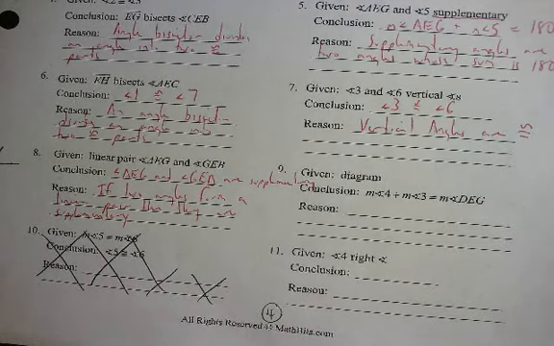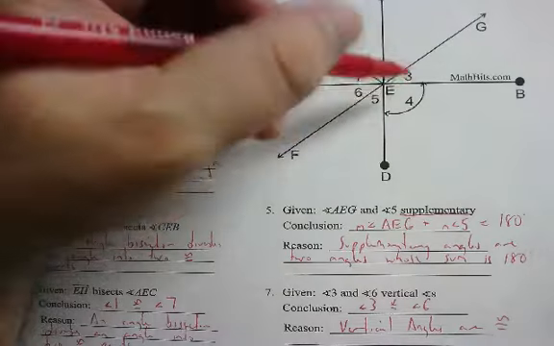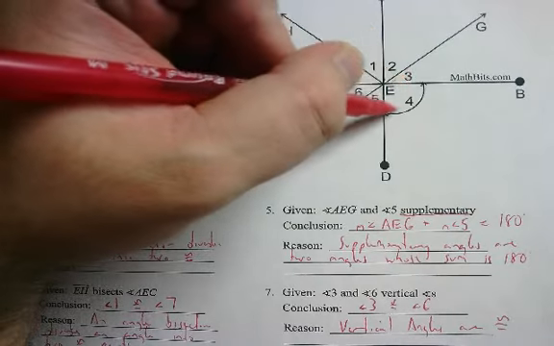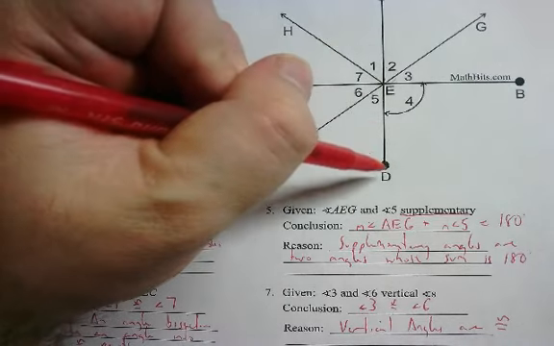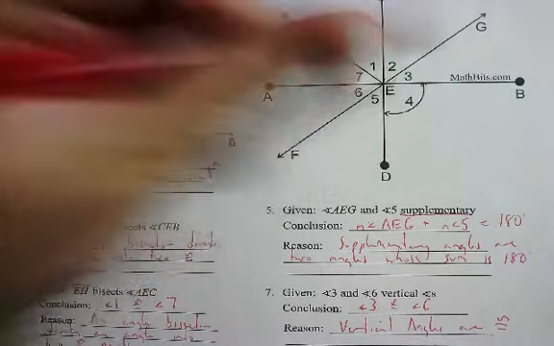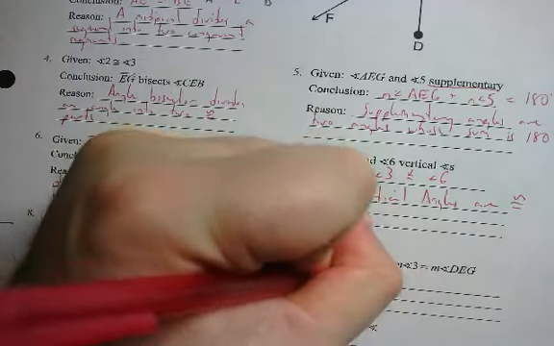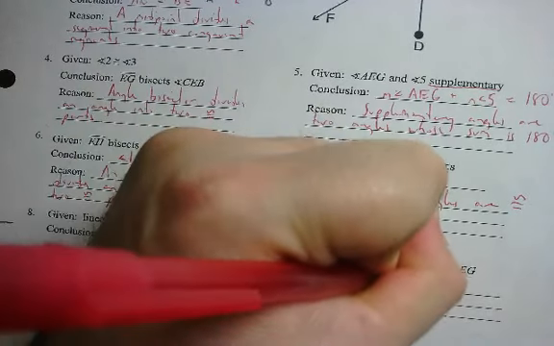Number 9. Given the diagram, the conclusion is that the measure of angle 4 plus the measure of angle 3 equals the measure of DEG. So let's just look at that diagram. It's saying that the measure of angle 3 plus the measure of angle 4 equals the full angle, which is angle DEG.